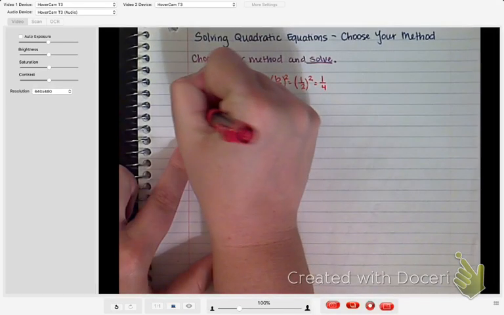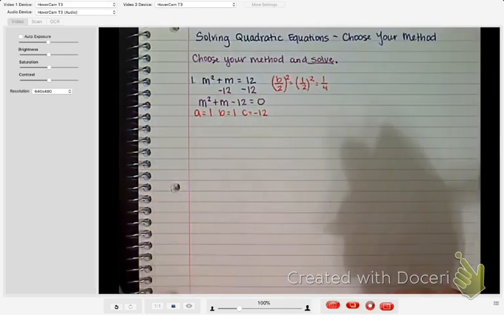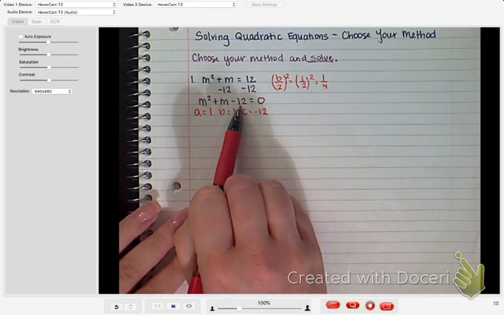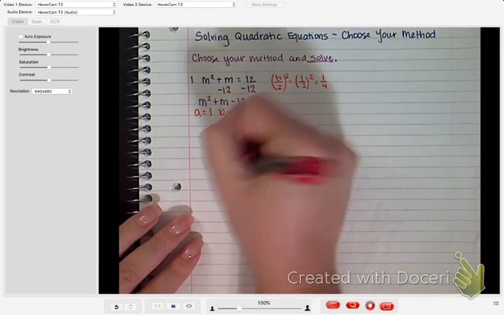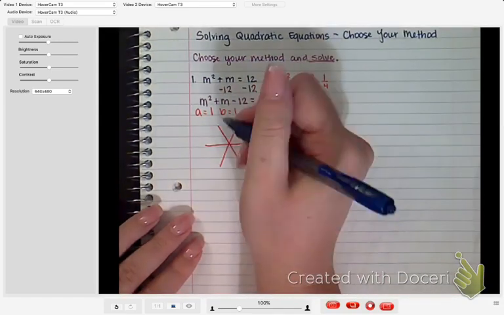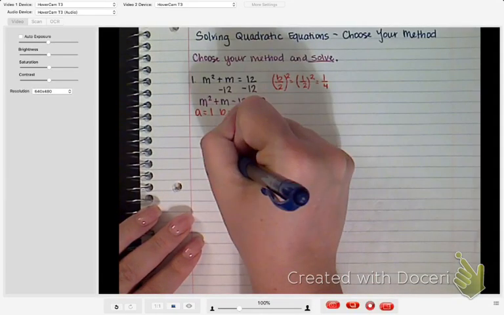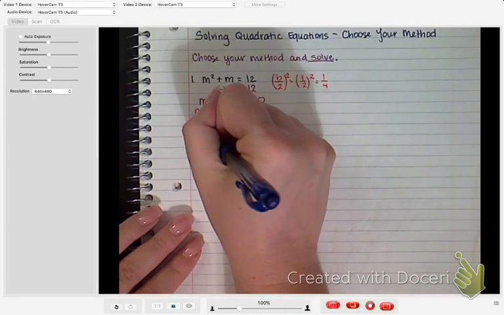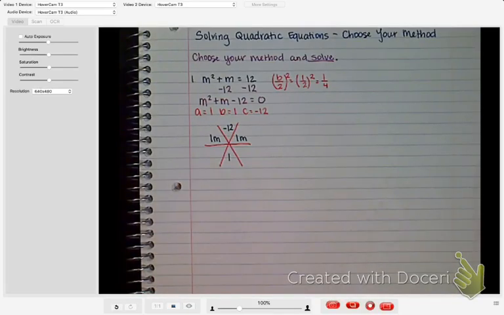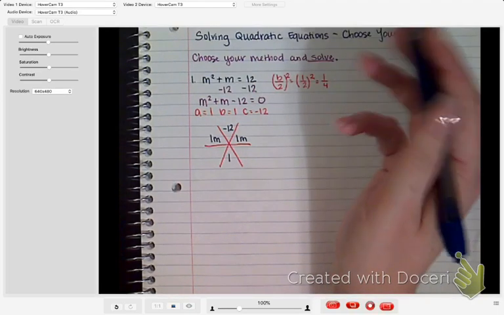Okay, so if I factor, I know a is 1, b is 1, and c is negative 12. I can look at all three of these and say there is no greatest common factor, so that tells me I'm going to go straight to the super x. So on top is 1 times negative 12, which is negative 12. On the bottom is 1, and then I have a 1m and a 1m. So I'm looking for two numbers that multiply to negative 12 and add to 1.